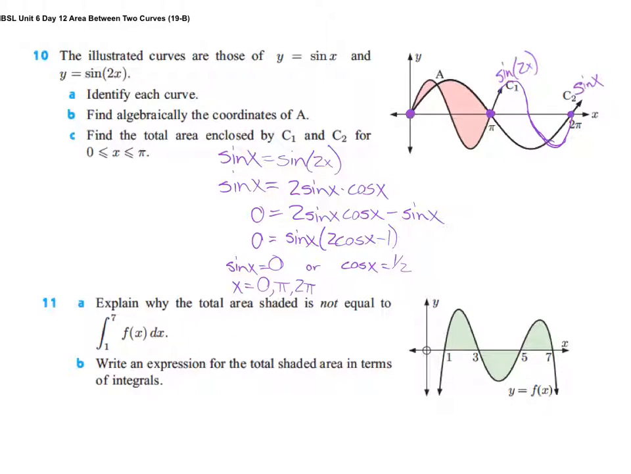But where is cosine of x 1/2? At pi over 3, or 5 pi over 3. So x equals pi over 3 and 5 pi over 3.